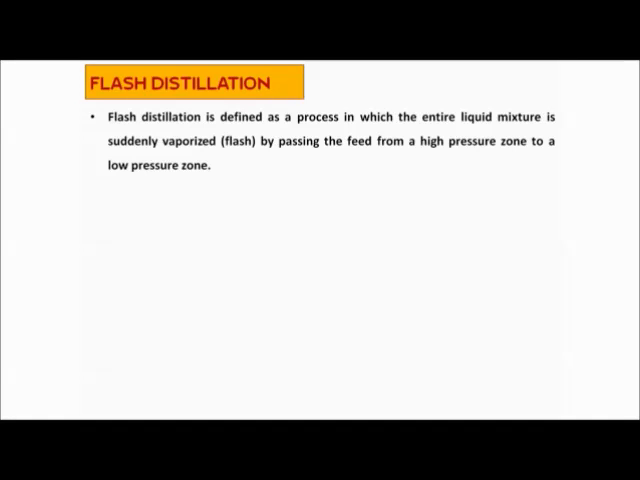The entire liquid mixture which we want to distill is suddenly vaporized. How is it vaporized suddenly? We will come to know that flash means sudden vaporization. But how? When we feed this liquid from a region of higher pressure to a region of lower pressure. Once you allow the heated liquid to pass from a region of higher pressure to a region of low pressure, what will happen? More vapor will come because the pressure will decrease, right?